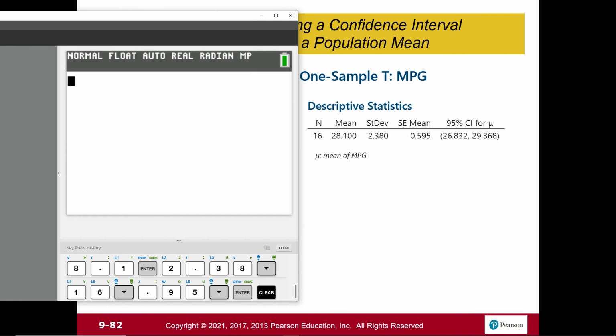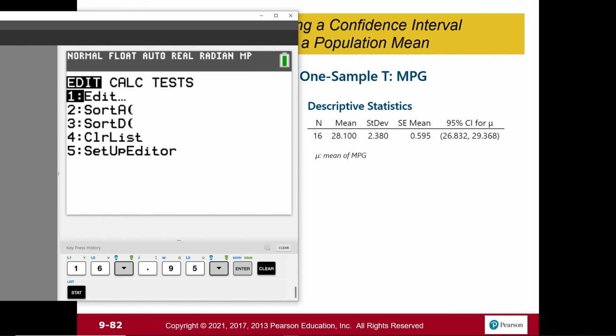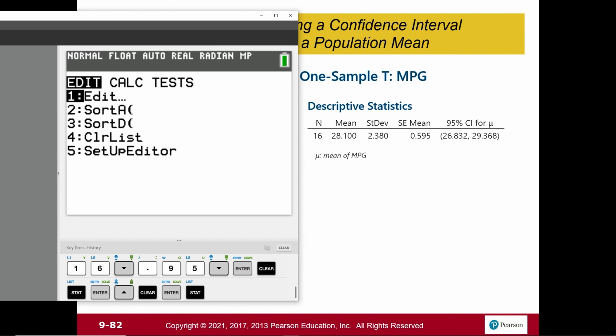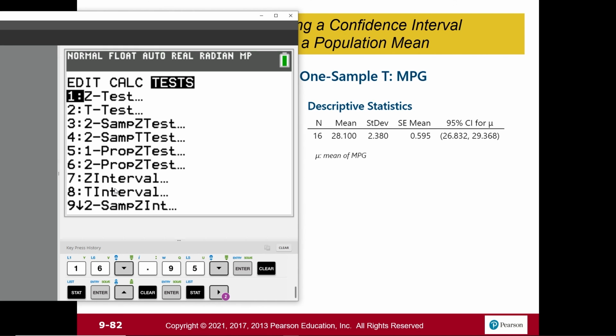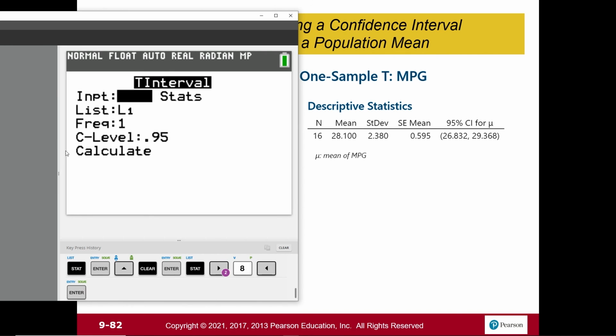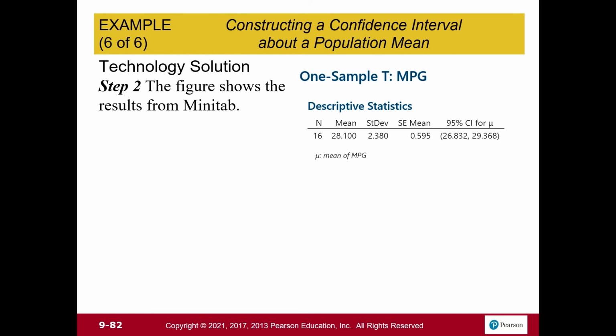Now, there was another way we could have done it. If we just had the data alone, we would have had to enter all the data in a list. Let's clear this list. We would have had to enter all 16 numbers, and then once that is entered, we would go into stat, test, go down to t-interval, choose data, list 1, make sure it's a frequency list, either put 1 or leave it blank, and then hit calculate. And it would have given us the same value. So that's how you would do confidence intervals in this section here, okay?